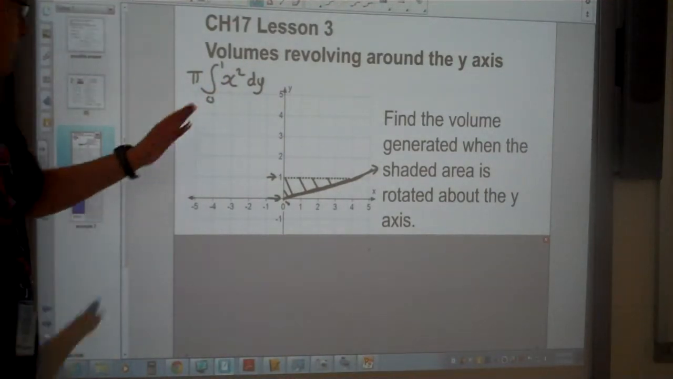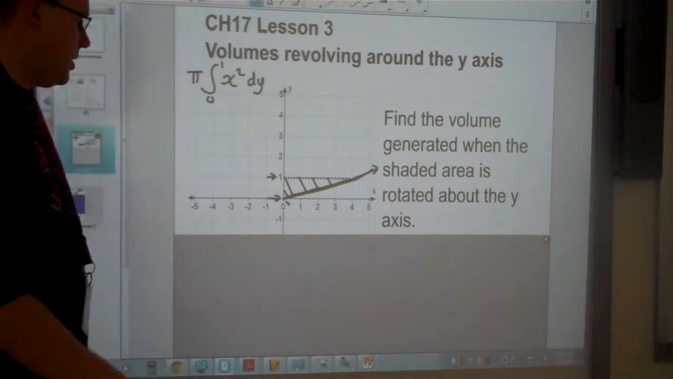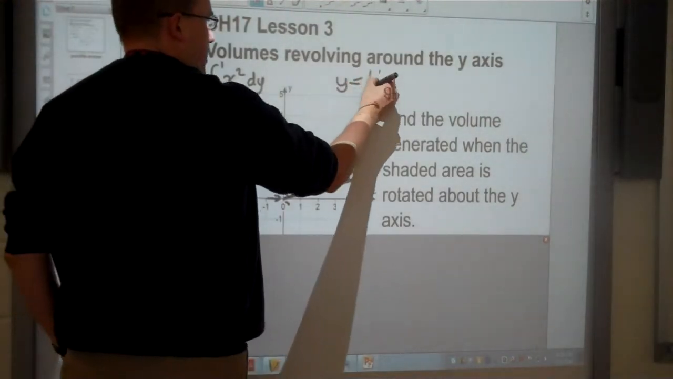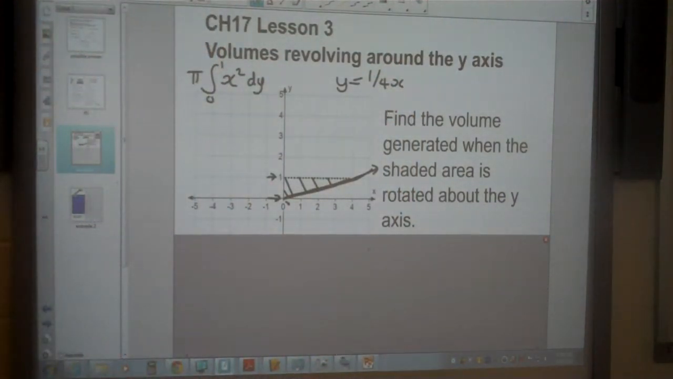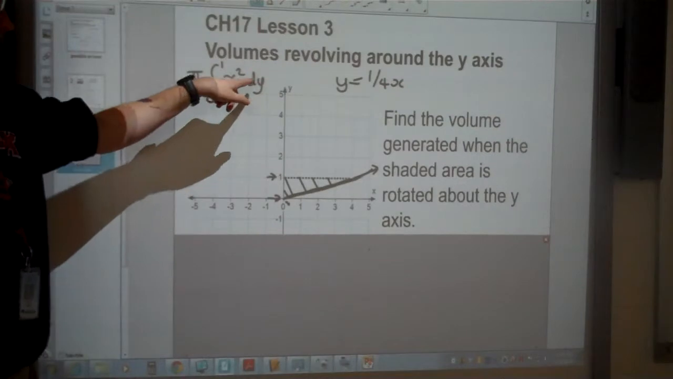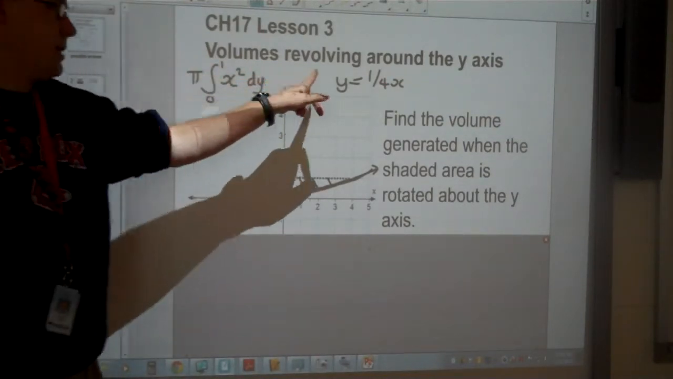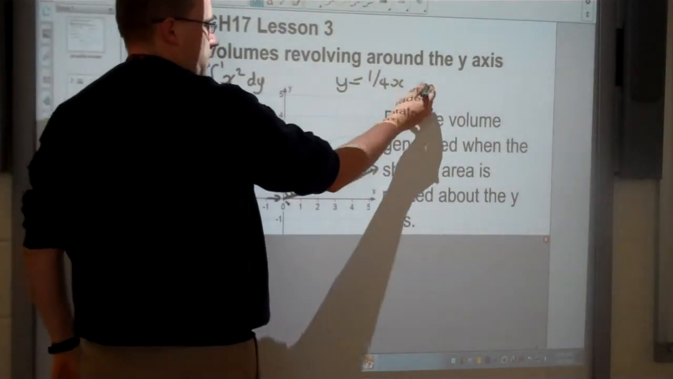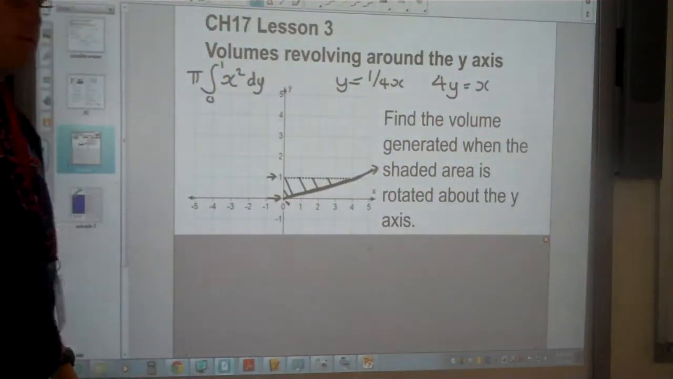Now also, we don't give an equation for this, so we need to figure out what this equation is. If you look at this picture, you can see it's got a slope of rise of 1, run of 4. So the equation for this is y equals 1/4 x. Now I can't integrate this straight away because it has to be something in terms of y, and this is in terms of x. So we need to rearrange our equation to make it in terms of x. If we multiply both sides by 4, then we have 4y equals x.